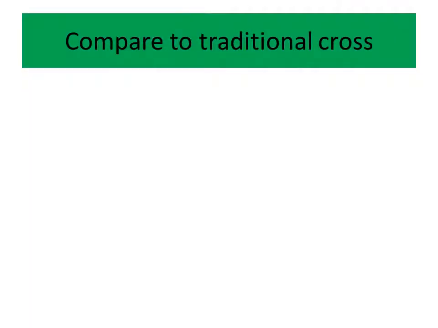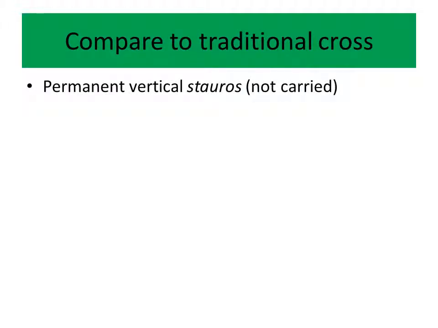Now, we have a traditional cross here. What would be the comparisons? Well, you could start with a permanent vertical stauros, a permanent vertical pole that wasn't carried, that just sat there and waited for people to come.